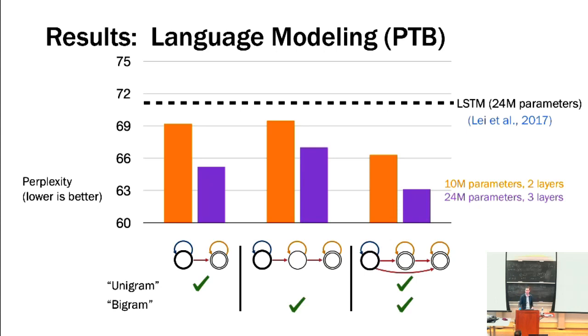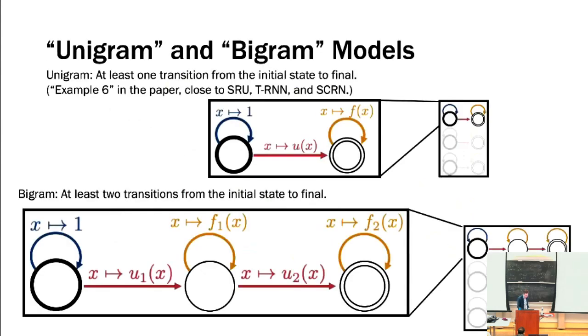Yeah. How should I interpret the colors of the arcs in the Unigram Bigram case? Are they sharing parameters, or is it just... That's a great question. I think the blue ones are not parameterized. I think the blue ones are all ones. The idea is that... Yeah.